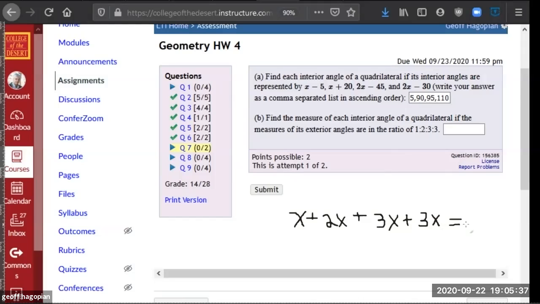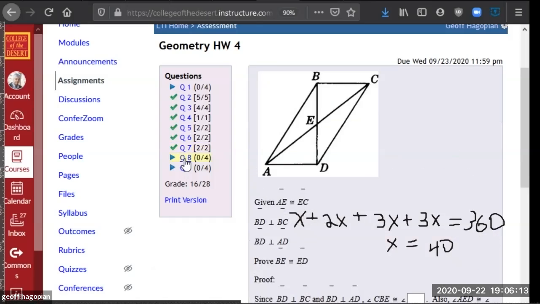And so these have got to add up to 360. And combining like terms, we get 9x equals 360, which means x equals 40, right? And so the sides are going to be 40, 80, 120, and 120, and 120. And do those add up to 360? I think so. So does that work? Yeah, those are good. Moving on.